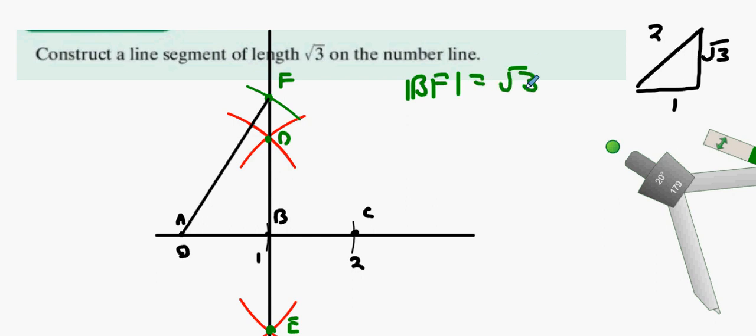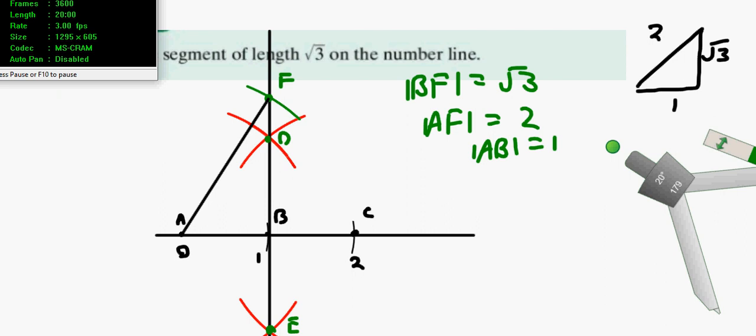Why is it root 3? Because A to F is 2 and A to B is 1, and you'll show Pythagoras' theorem, yeah? Now, what can I do with A to F now? Oh, sorry, not A to F. We need B to F, do we? And B to F is? Root 3. Just give me a second with this.